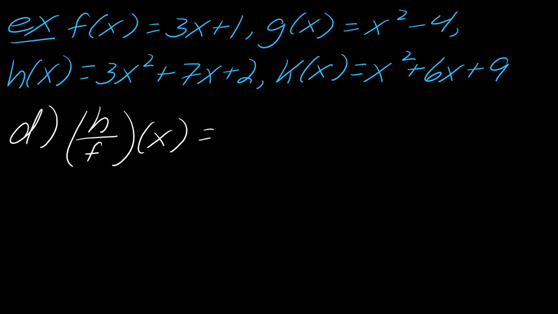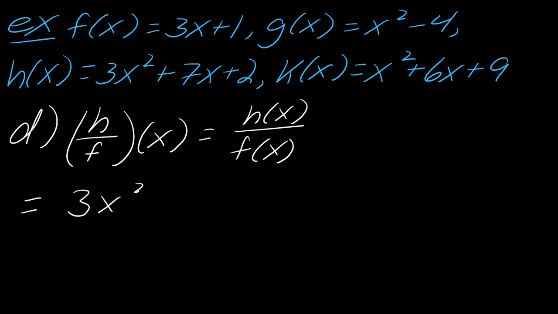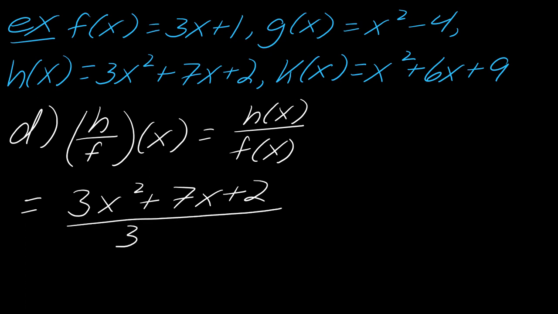Okay, so now what about if I have h over f of x? Well, why don't you pause the video and try this if you are trying to review and just see what happens. Hit play when you think you are ready. Okay, so I'm going to take h of x over f of x. That is what this notation here means. It means to write these two things down. So I am going to write h of x, 3x squared plus 7x plus 2. And then f of x is 3x plus 1.